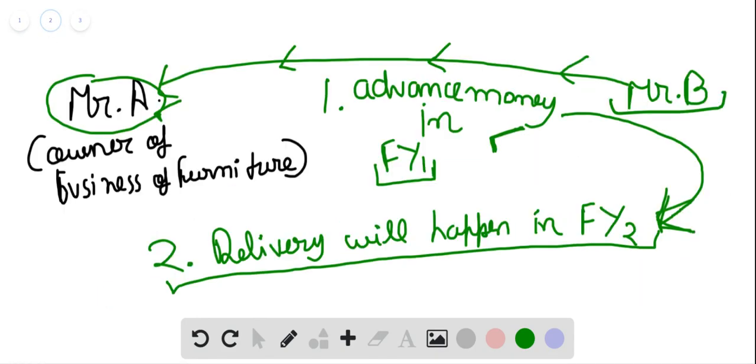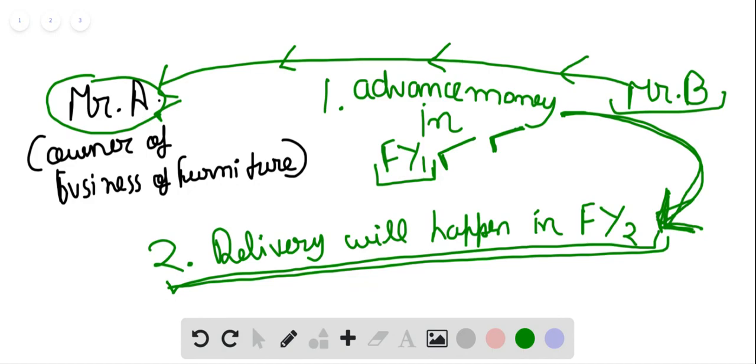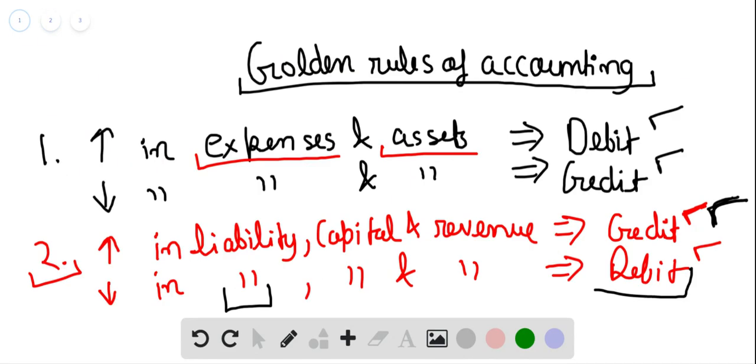Now in case of the adjusting entry, when we convert the advance money into income of financial year 2, because whenever the delivery is made, the advance money received in financial year 1 will be recognized as income in the second financial year based on the delivery made by Mr. A to Mr. B, there will be a corresponding debit to the same account which had the credit in the first instance. That is how we do it in accounting.